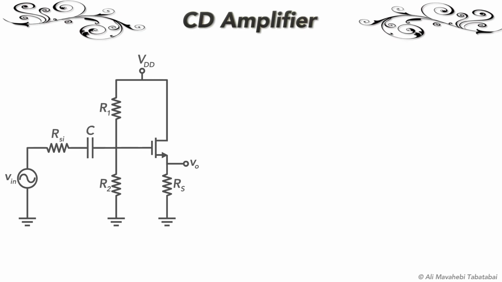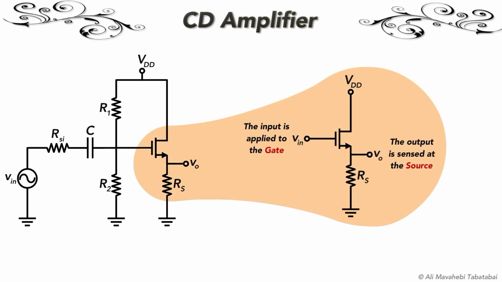In the common drain or source follower circuit, the input is applied to the gate terminal and the output is taken from the source terminal of the transistor. In the AC circuit, the drain terminal is AC grounded, which is common between the input and the output. That's why this configuration is referred to as common drain. It is also called a source follower because the source voltage follows the gate voltage.